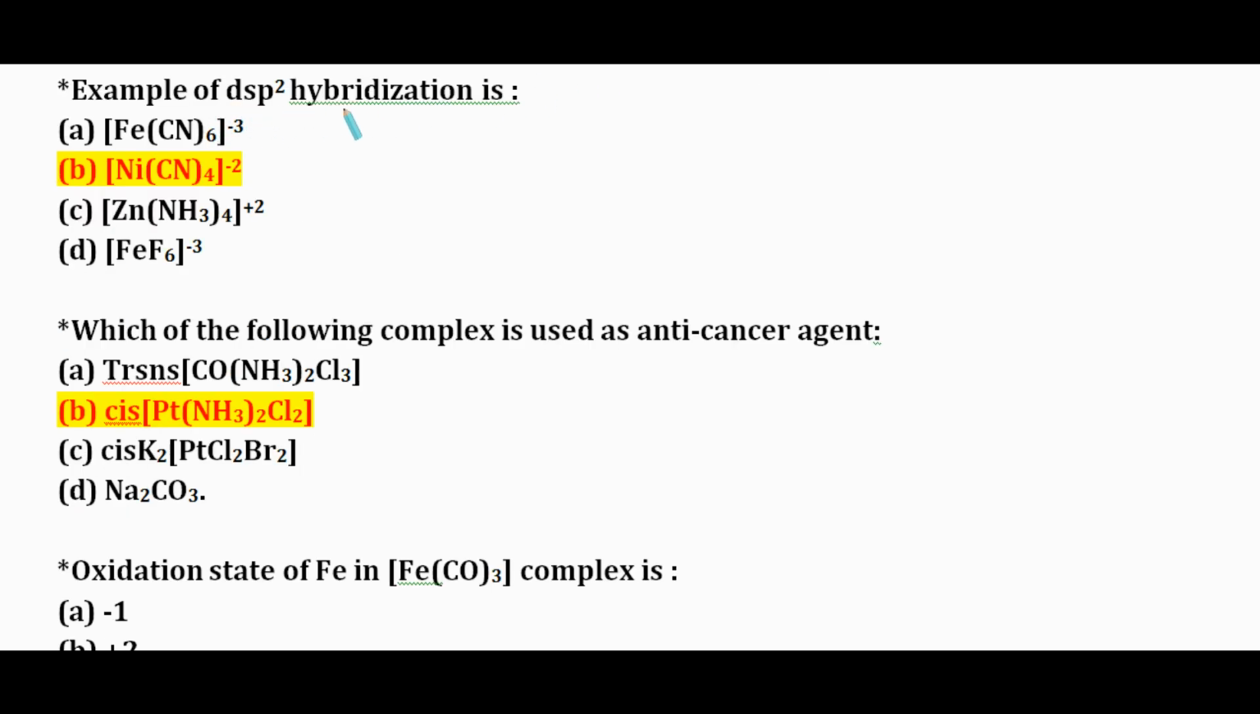An example of dsp2 hybridization is found in [Ni(CN)4]2-. Which of the following complexes is used as an anti-cancer agent? It is cis-[Pt(NH3)2Cl2].